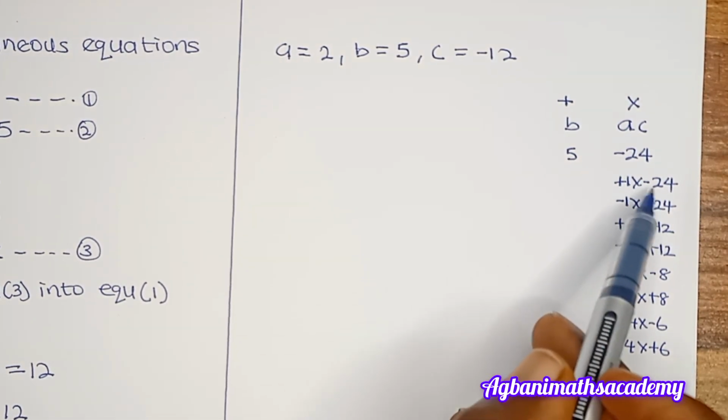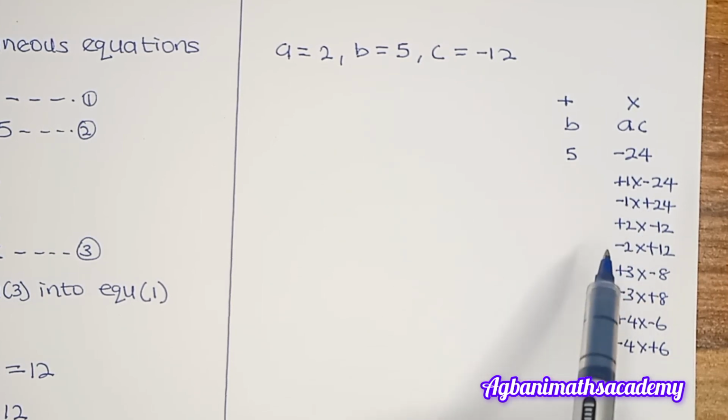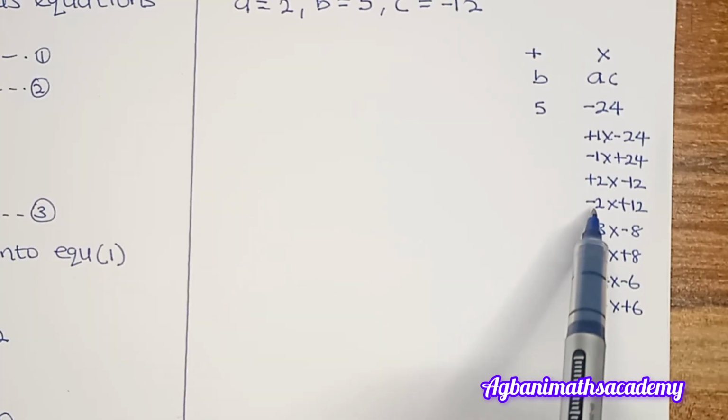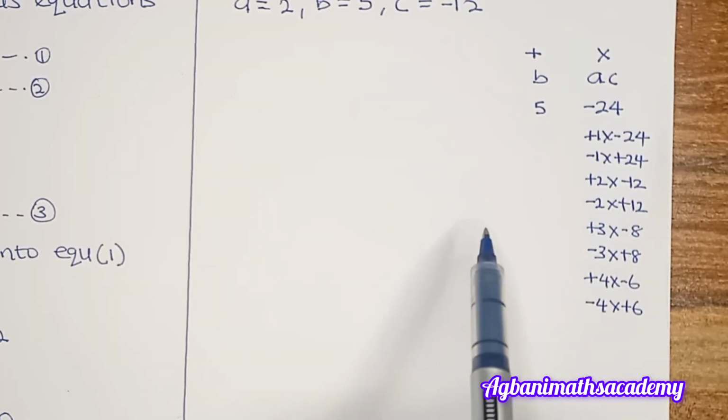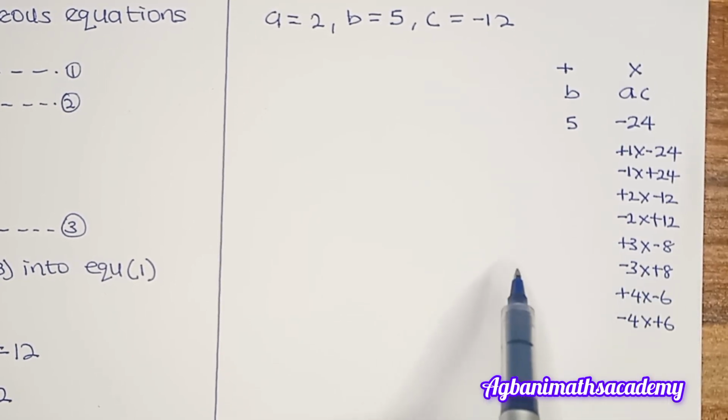We have plus 1 minus 24 is going to give us minus 23. Minus 1 plus 24 is going to give us plus 23. Plus 2 minus 12 is going to give us minus 10. Minus 2 plus 12 is going to give us plus 10. Plus 3 minus 8 is going to give us minus 5. Minus 3 plus 8 is going to give us plus 5.